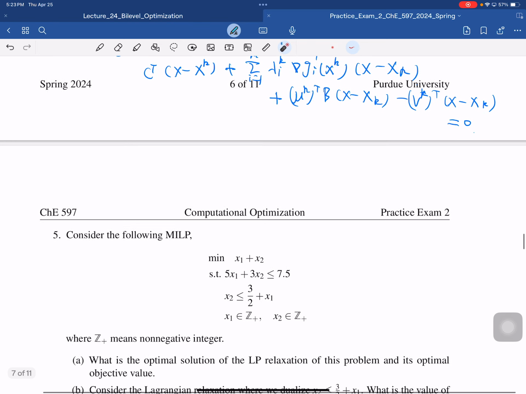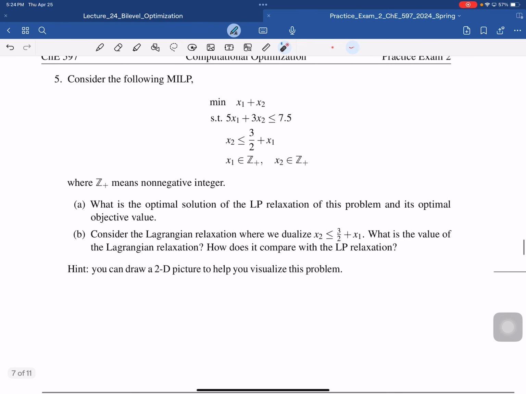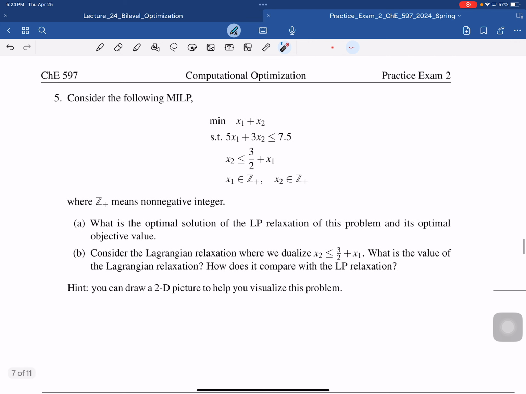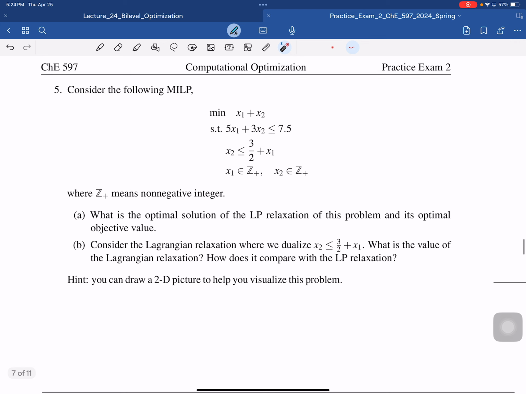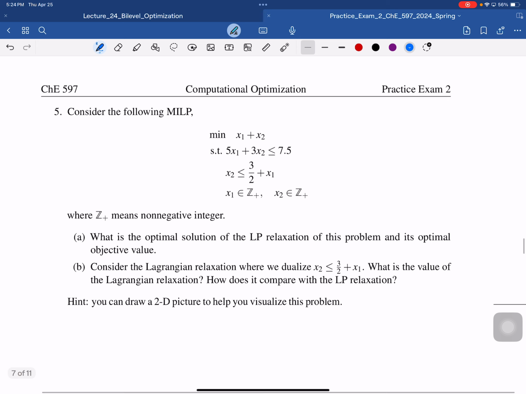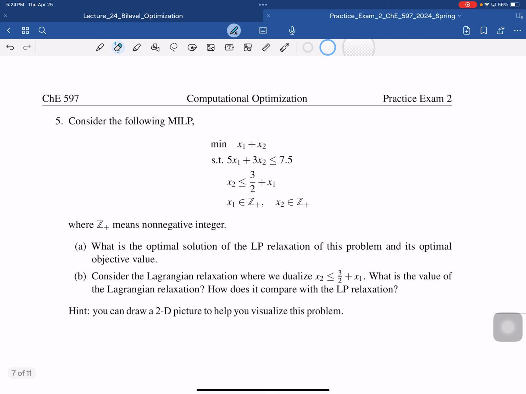Okay, I have to speed up a little bit. So here, problem 5 is related to Lagrangian relaxation. We just want to test whether you understand the primal characterization of Lagrangian relaxation or not. You can draw a 2D picture to help you visualize this problem. So let's first draw the feasible region of this problem. We only have two variables, x1 and x2, which are integer variables.